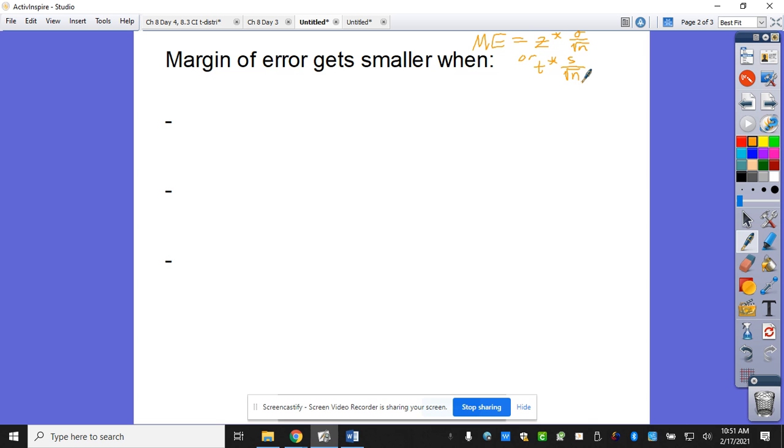How could I make that margin of error smaller? Just looking at it, it doesn't matter which equation I use, I can talk about it the same way. What thing can I change to make this whole thing smaller? I need to make my N what to make this answer smaller? Because it's in the denominator. So a larger sample size.